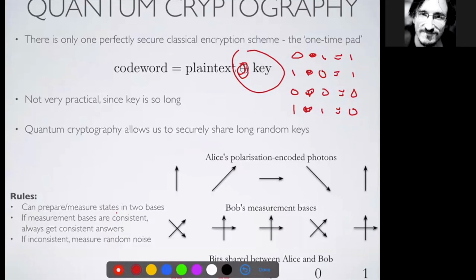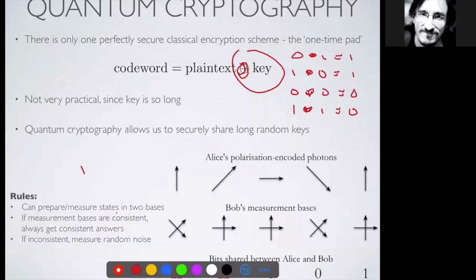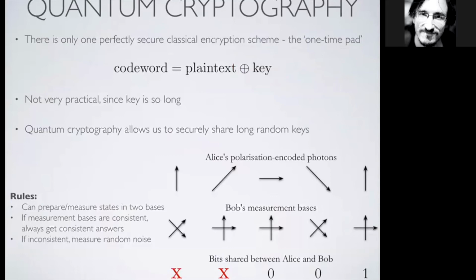And what that means is that it's not practical at all, because you can only use the key once. It's the same length as the message, and therefore, if you had the ability to share the key, you might as well share the message to begin with. So what quantum cryptography does is it gives us a way to securely share long random bit strings between two remote parties. And it's based on a combination of the superposition principle and the measurement collapse principle.